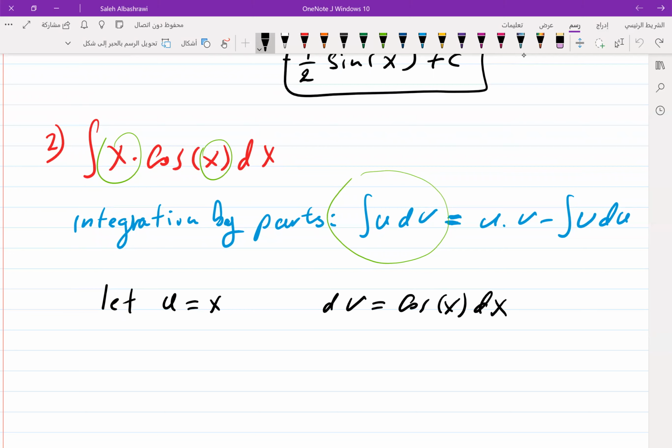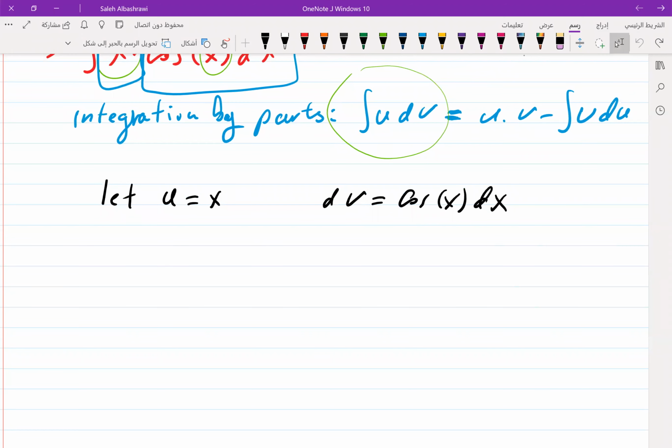I have two parts. The first part is x, the second part is cosine x dx. So I will let u equal to x and dv equal to cosine x dx. The question will be, why did we choose u to be x, not cosine x? I will answer this in the coming example, the next one.